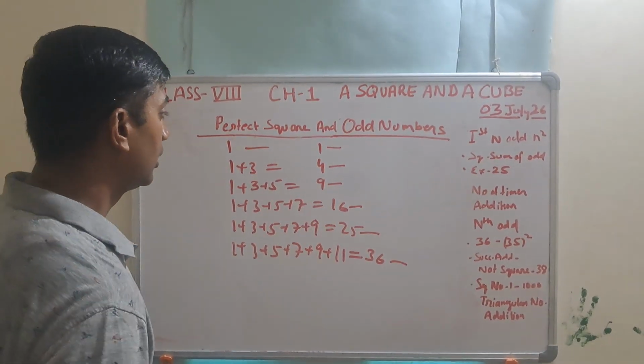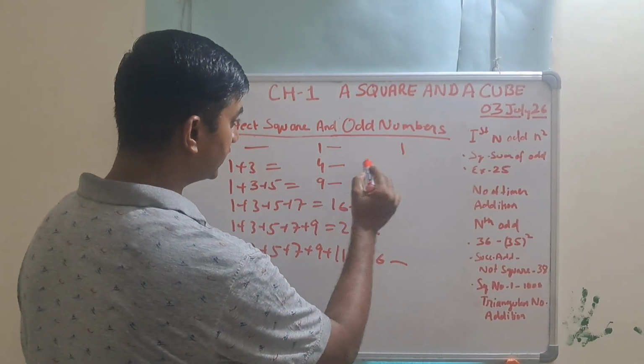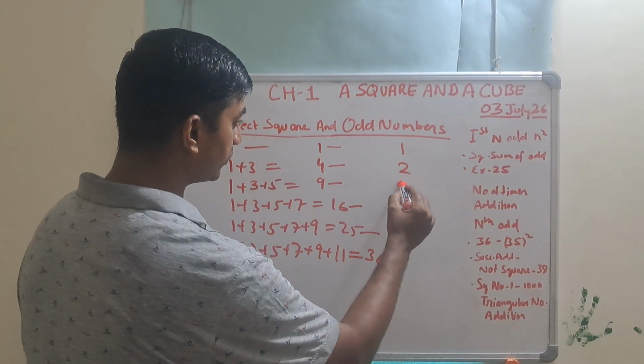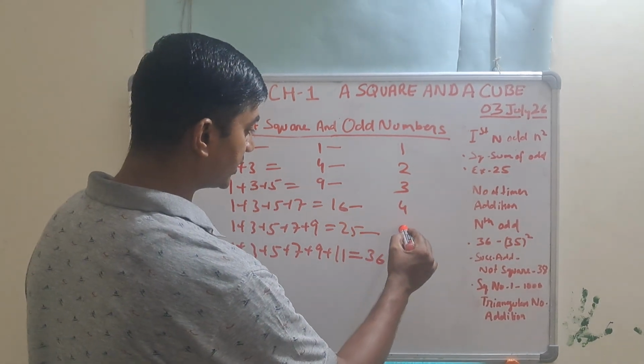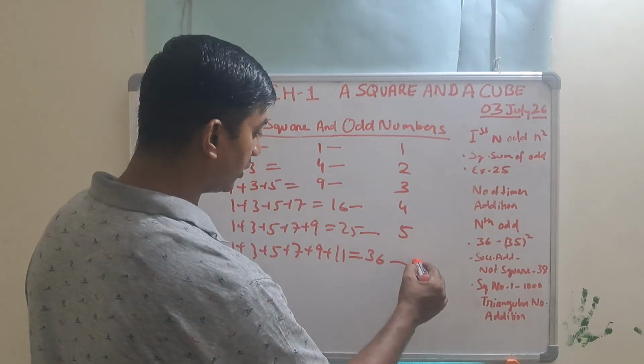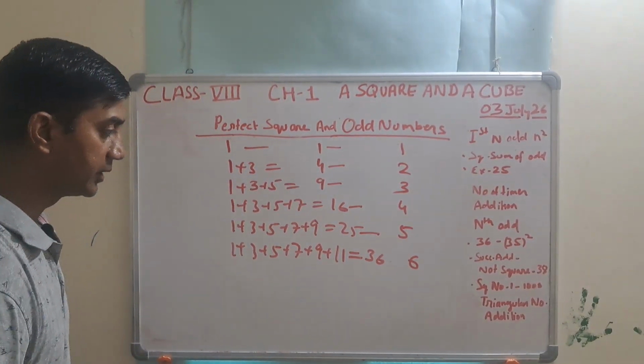Understood? Now see, this is the square of 1, this is the square of 2, 9 is the square of 3, 16 is the square of 4, 25 is the square of 5, 36 is the square of 6. Understood?